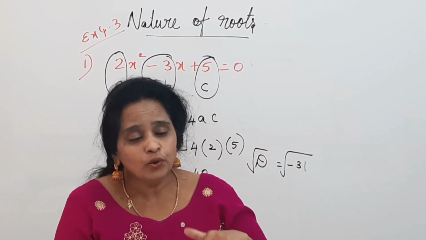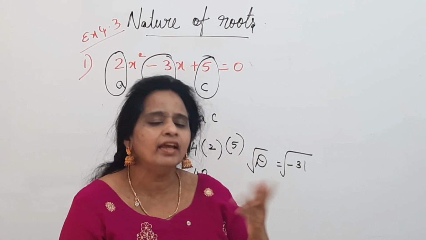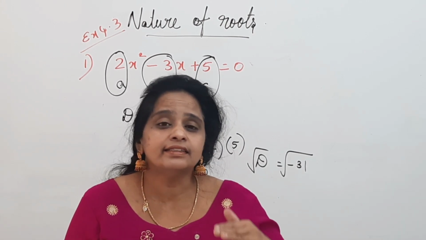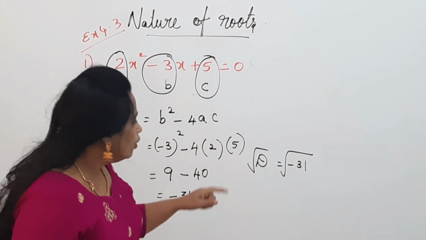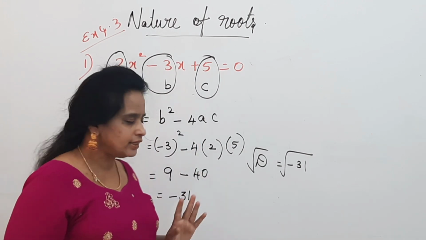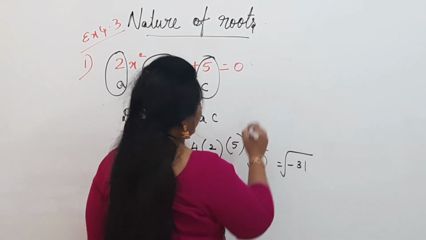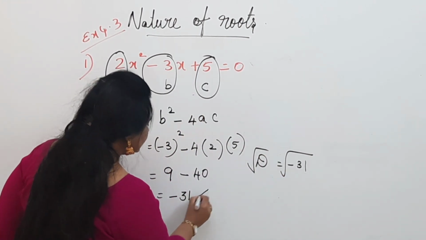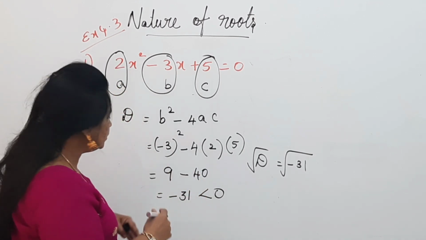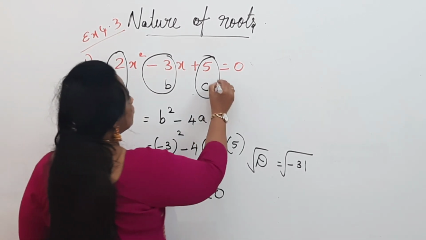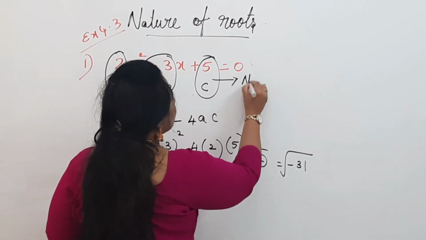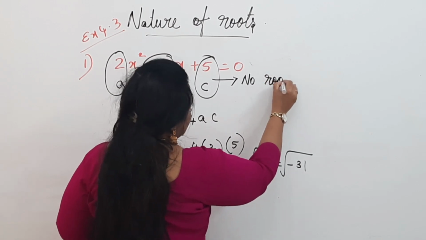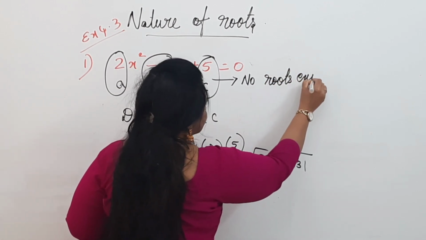The other way, no roots exist. The other way, we can say that it is imaginary roots. Now, root D is equal to minus 31. Now, let me go and find. Now, this is less than 0. Let me conclude the nature. What is the nature of this? No roots exist.